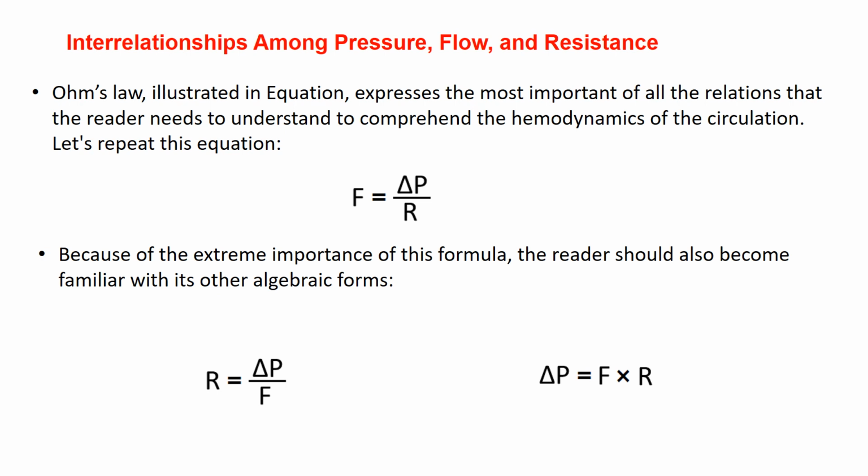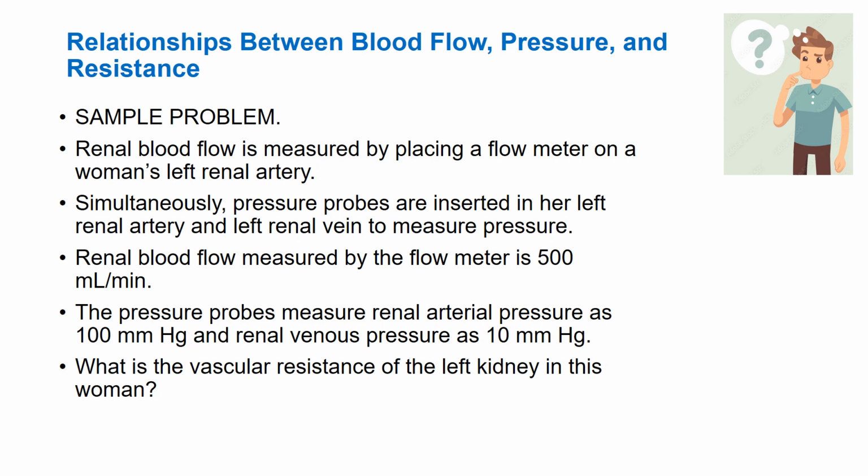In view of the extreme importance of this formula, the reader should become familiar with its other algebraic forms. The resistance to blood flow, R, is delta P, the pressure difference of the blood between the two ends of the vessel, divided by blood flow, F. And delta P is blood flow, F, multiplied by the resistance to blood flow, R. Relationships between blood flow, pressure, and resistance.